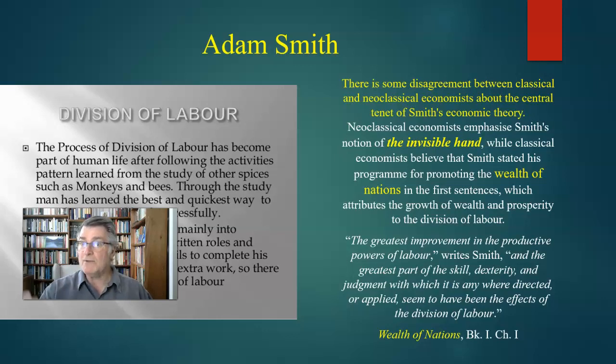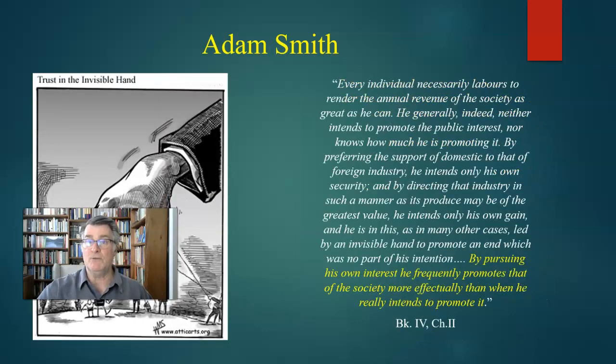Now, prior to speaking about the invisible hand, he does really praise to a great degree this division of labor. The greatest improvement in the productive powers of labor, writes Smith, literally the first sentence of the first chapter, and the greatest part of the skill, dexterity, and judgment with which it is anywhere directed or applied, seems to have been the effects of the division of labor. So this division of labor is absolutely crucial to the betterment of industrialization and the increase in the creation of goods. But he goes on in book 4, and these chapters are fairly short, and the books as well, although collectively it's probably about 400 or 500 pages long.